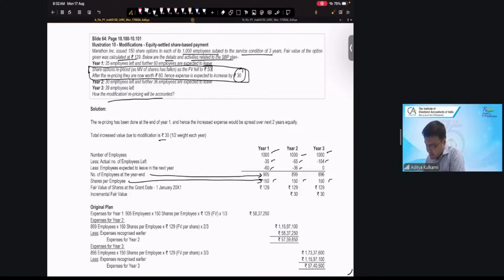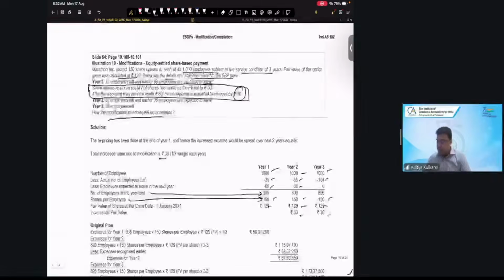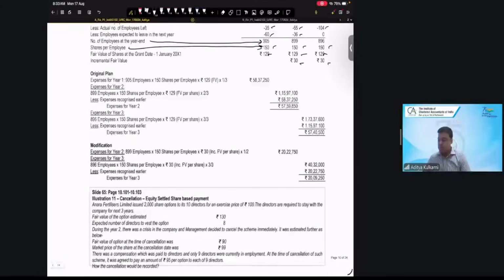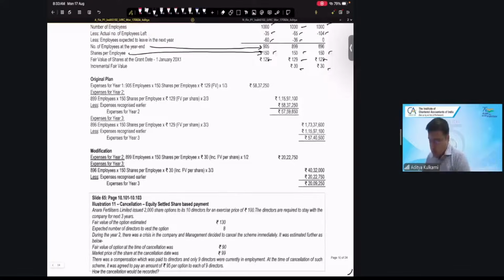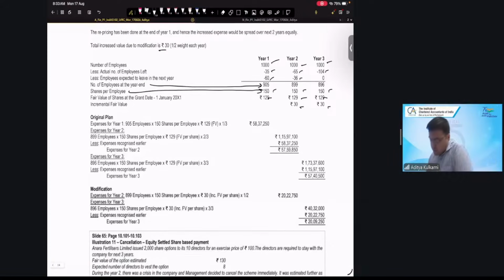Fair value of shares at the grant date 129. Incremental fair value 30. Are we okay with this? Yes. So original plan: 905 into 150 shares into 129 into 1 by 3, 58,37,... Second year, 899 into 150 into 129 into 2 by 3.